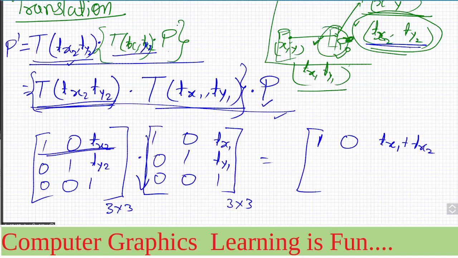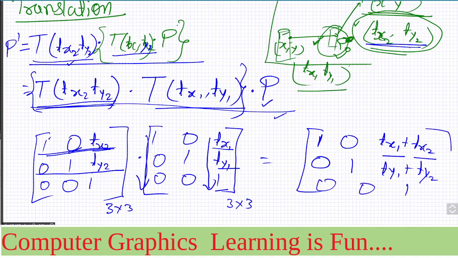How? This is multiplied by this. So 1 into tx1, tx1 plus 0 into ty1, so 0 plus tx2 into 1, giving tx1 plus tx2. Okay? Then you will have 0, 1. And this is being multiplied by this, so ty1 plus ty2, and 0, 0, 1.